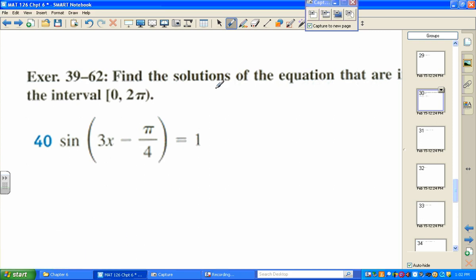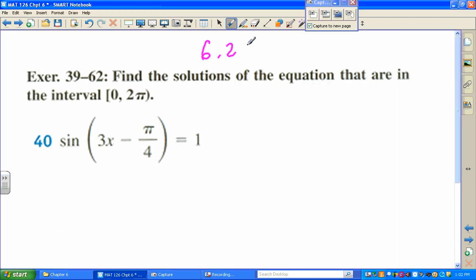All right, here we go. This is 6.2, part 2. All right, listen very carefully. This is going to get complicated quick. All the answers go from 0 to 2 pi. When you're given a restricted domain, you still do it exactly the same, okay? In this case, I would let theta equal 3x minus pi over 4. You still do it the same.